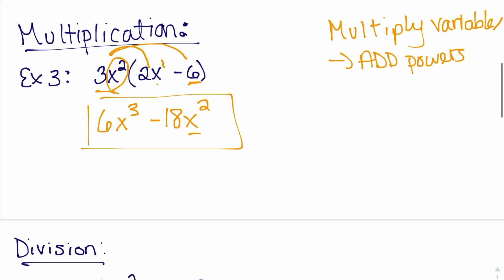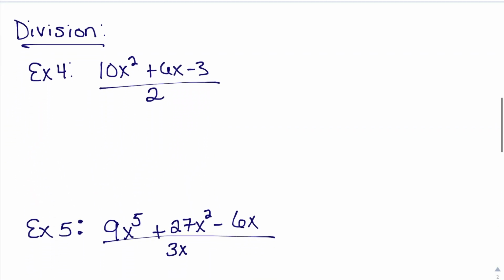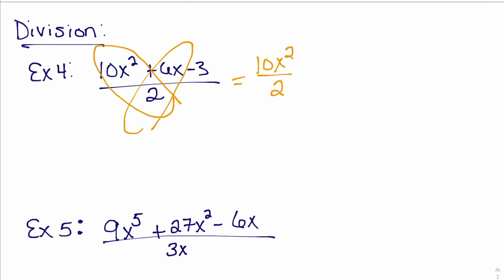Okay. And then lastly, we want to think about division. So I know it looks like a scary fraction, but it's really just division. And so let's take it one step at a time. We're going to do each piece. So the first piece would be 10x squared divided by 2. And then the next piece would be 6x divided by 2. And the last piece would be negative 3 divided by 2. That looks a little messy here.